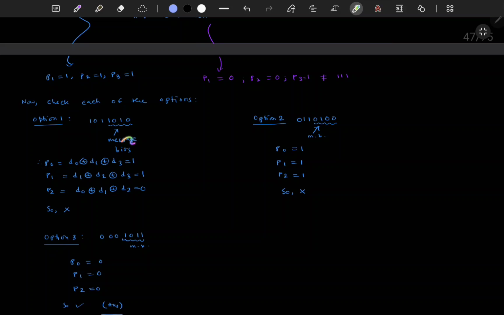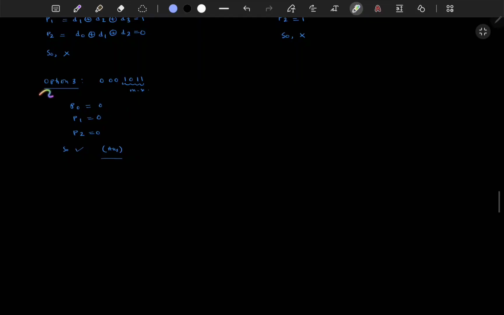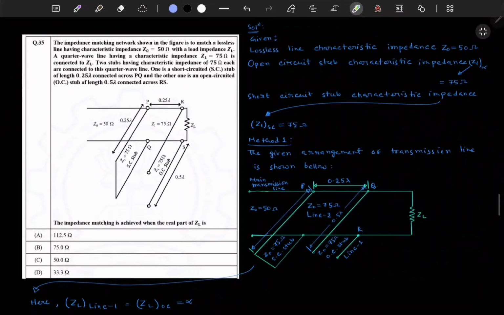So here P0 is D0 XOR D1 XOR D3. So 1 XOR 0 is 1, and 1 XOR 0 again 1. Similarly P1 also, this is D1 XOR D2, 0 XOR 1 is 1, and D2 XOR D3 is also 1. Similarly we check P2. So this is coming 1 1 0, but here 1 0 1 is there, so this is not correct. Like that, if you check all the options, option 3 is coming as the answer. Now moving on to the next question.